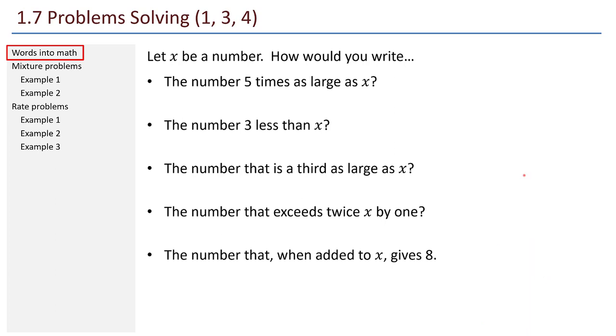The number 5 times as large as x. How about 5x? The number 3 less than x? x minus 3. The number that is a third as large as x. Either 1/3 x, or you could write x over 3. The number that exceeds twice x by 1. So I form twice x, that's 2 times x, the number that exceeds twice x by 1. So it's 1 more than that.